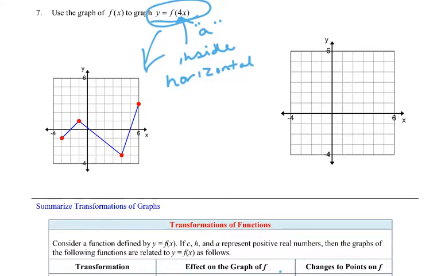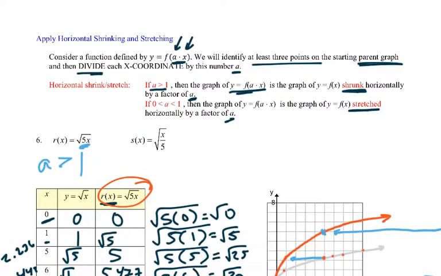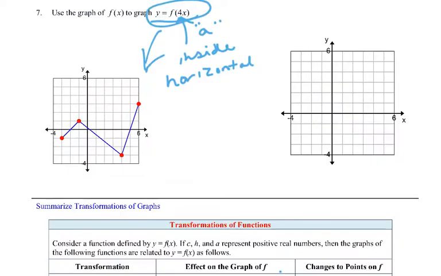Then we're going to determine if it should be a shrink or a stretch, and that's determined by the rules we saw before. If our a value is greater than 1, then it's going to shrink. So our a value is greater than 1, 4 is greater than 1, and so therefore this is going to shrink horizontally. All right, so let's see what happens. I'm going to go ahead and graph it, and then you compare your answer to mine when you come back.